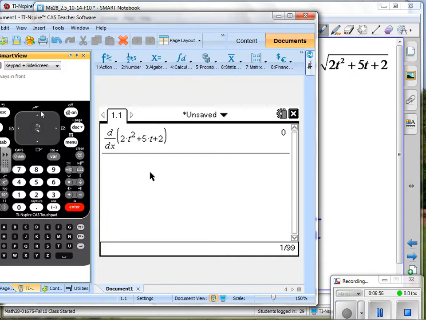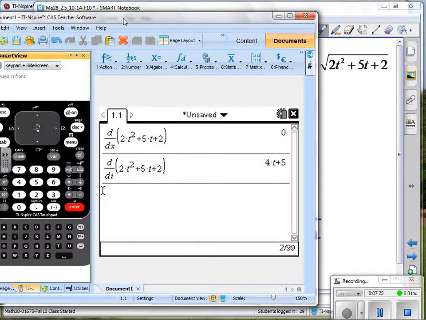Now let's go back up, pick that up, bring it back down, move the cursor over, and let's change the input to what it should be. Change that to a t. Now the derivative should be what? 4t plus 5. Does it happen? There it is. Okay? So if you follow what you have in the Inspire, it's going to help you out.